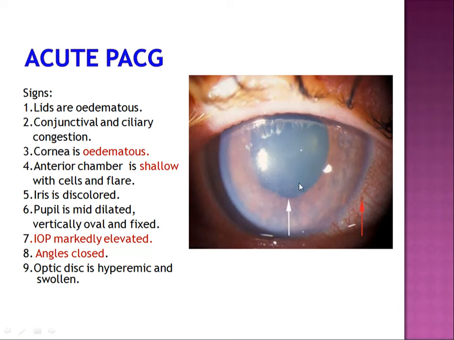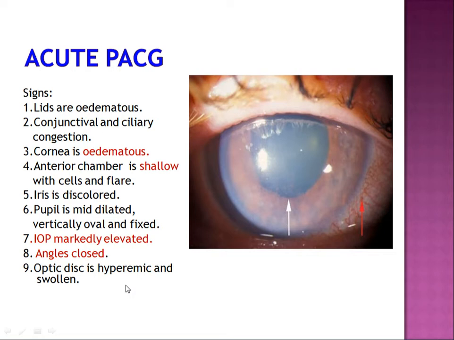And the pupil in these cases will be mid-dilated. That is because with a small constricted pupil, the iris is a little away from the angle. But when the patient's pupil is mid-dilated, the iris gets rolled up in the angle, and this particular position is more dangerous than a totally dilated pupil. In this position, the angle is totally blocked. So the pupil, when he comes to you with acute angle closure, will be a mid-dilated, vertically oval and fixed pupil. This does not react to light. So this is another important feature. IOP is markedly elevated and the angles are closed. If you look at the disc, because of sudden intraocular pressure, it could be hyperemic and swollen.